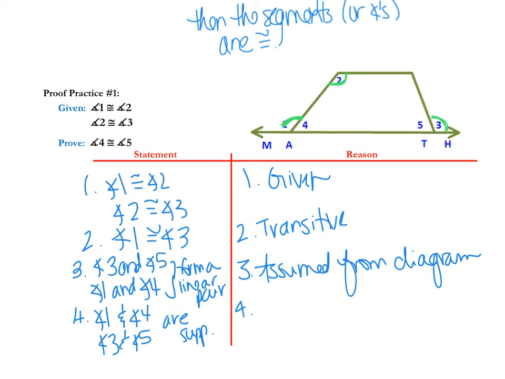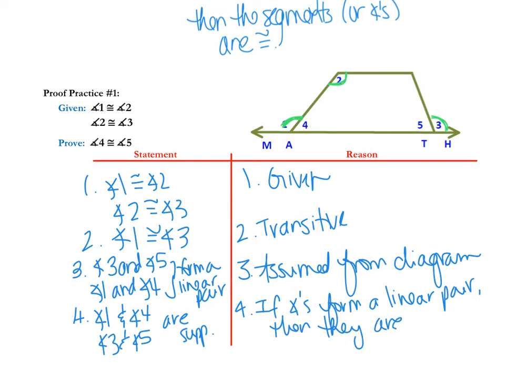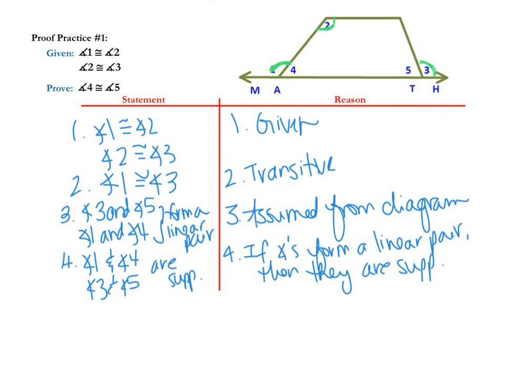And how do we know that? If angles form a linear pair, then they are supplementary. Okay, so where am I going with all this? I'm trying to prove that 4 and 5 are congruent. Okay, and we have the supplement congruence theorem that states that if angles are supplementary to congruent angles, then the angles are congruent. So we know that 1 and 4 and 3 and 5 are supplementary.